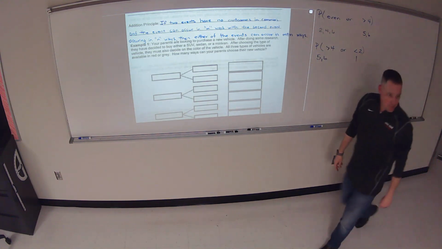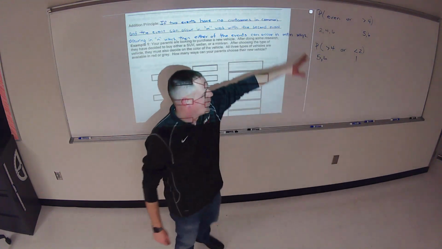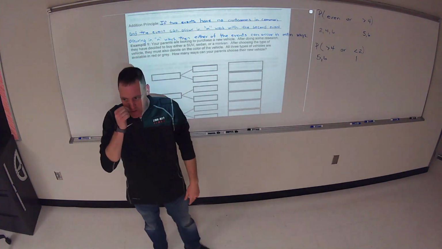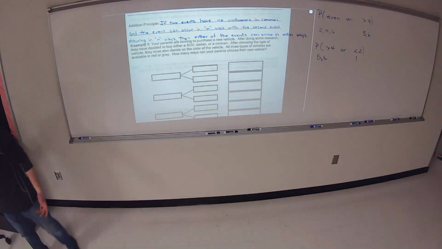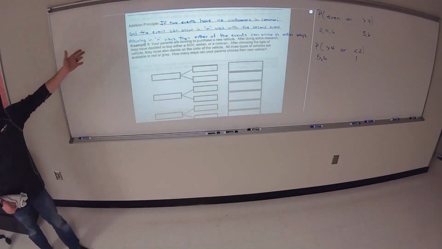Whereas this would be 3 out of 6. Okay? So, we'll talk about the overlapping ones later. We talk about that probability at another point in time. That's part of our second standard. But right now, this is how we're using the addition principle.